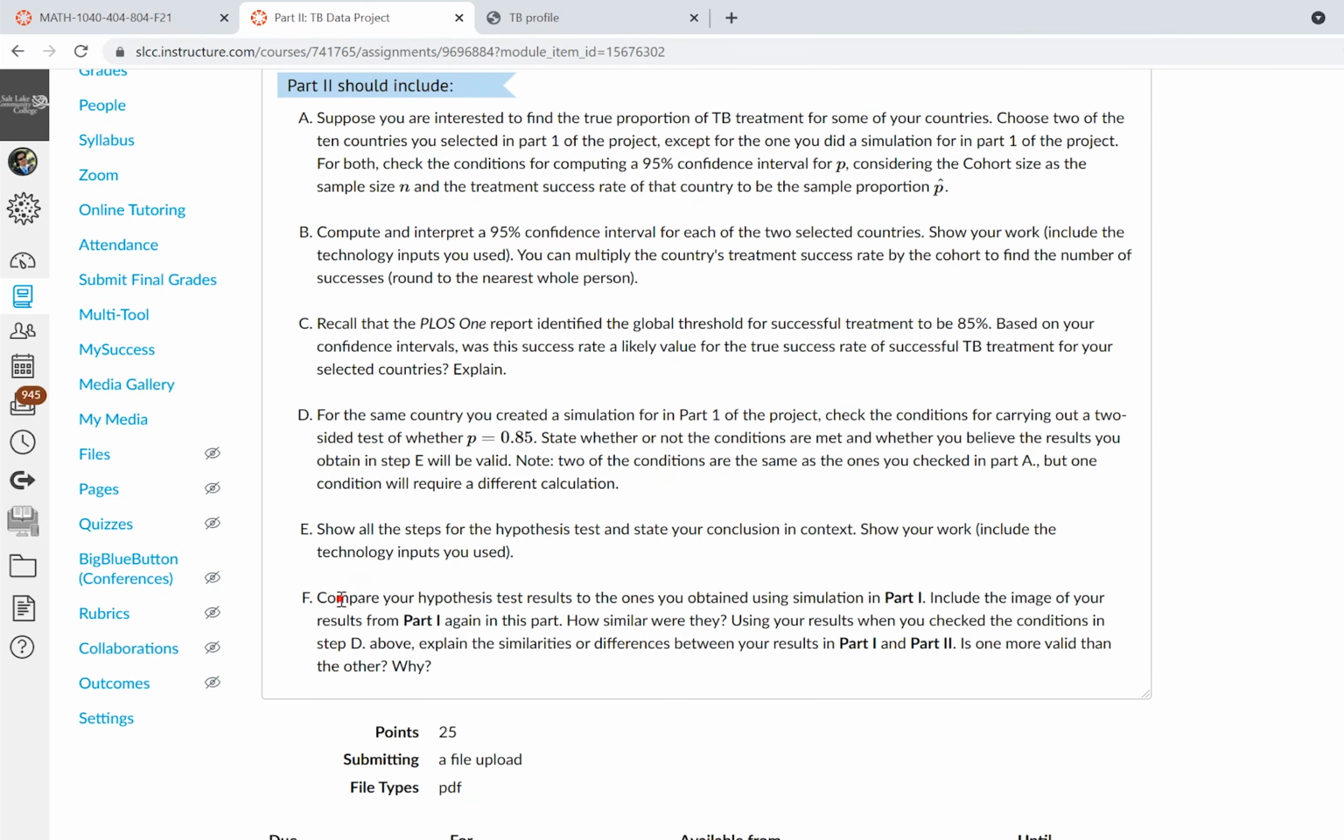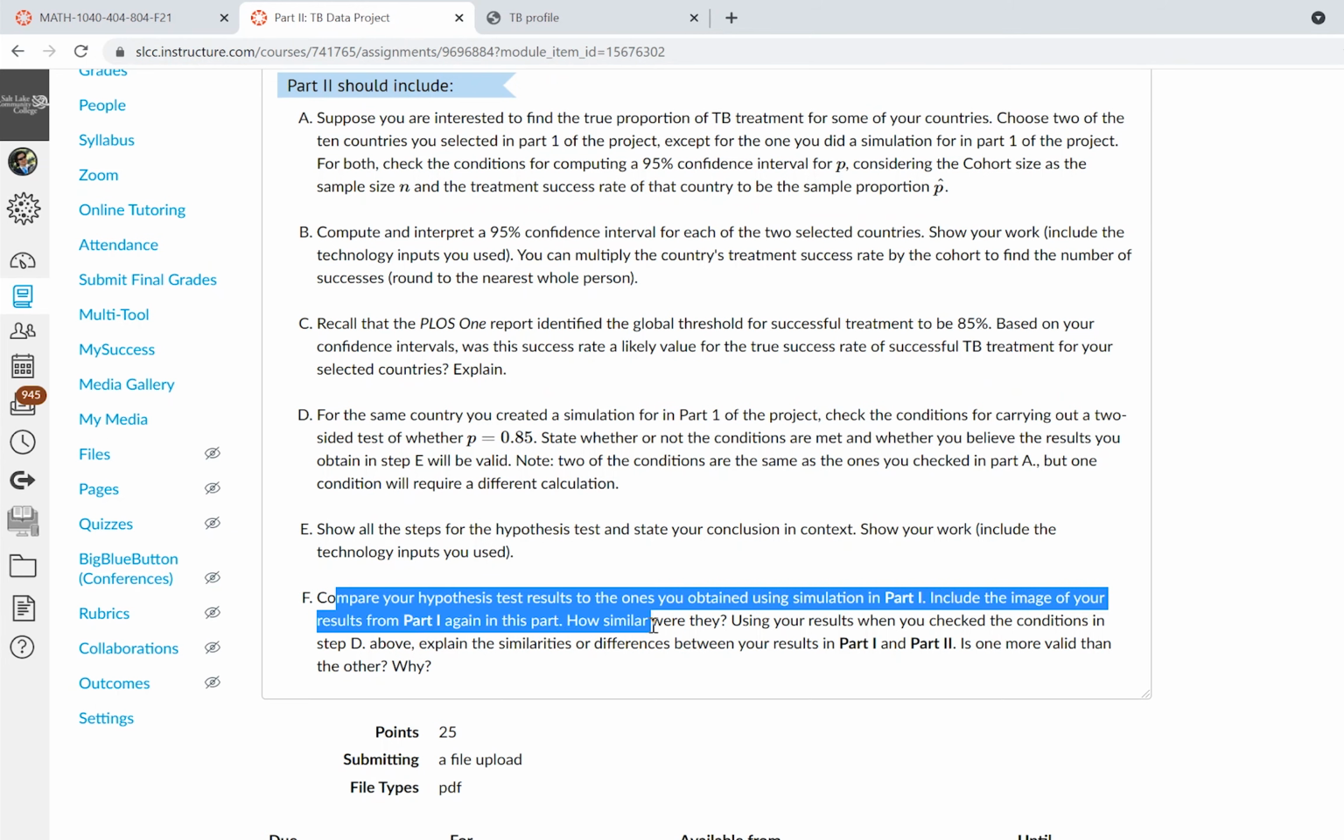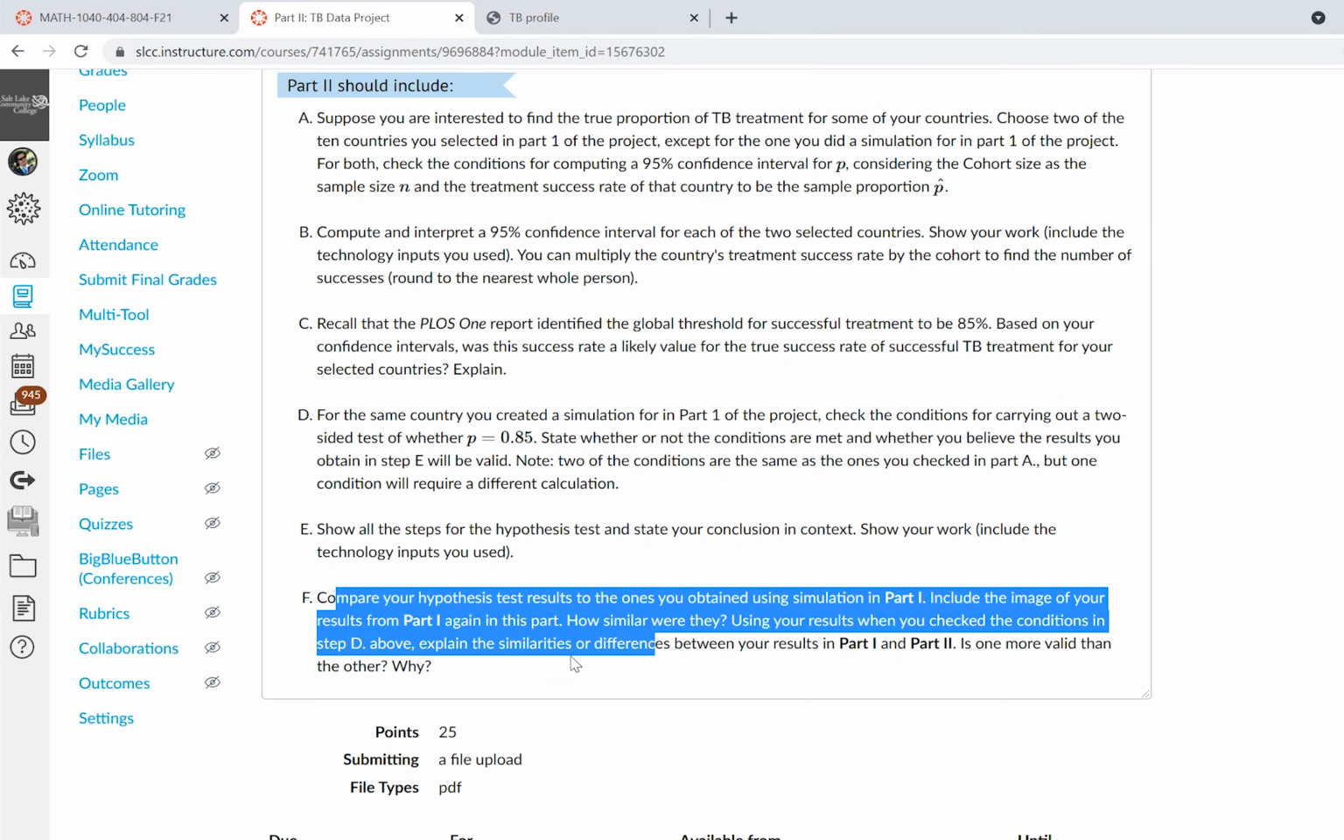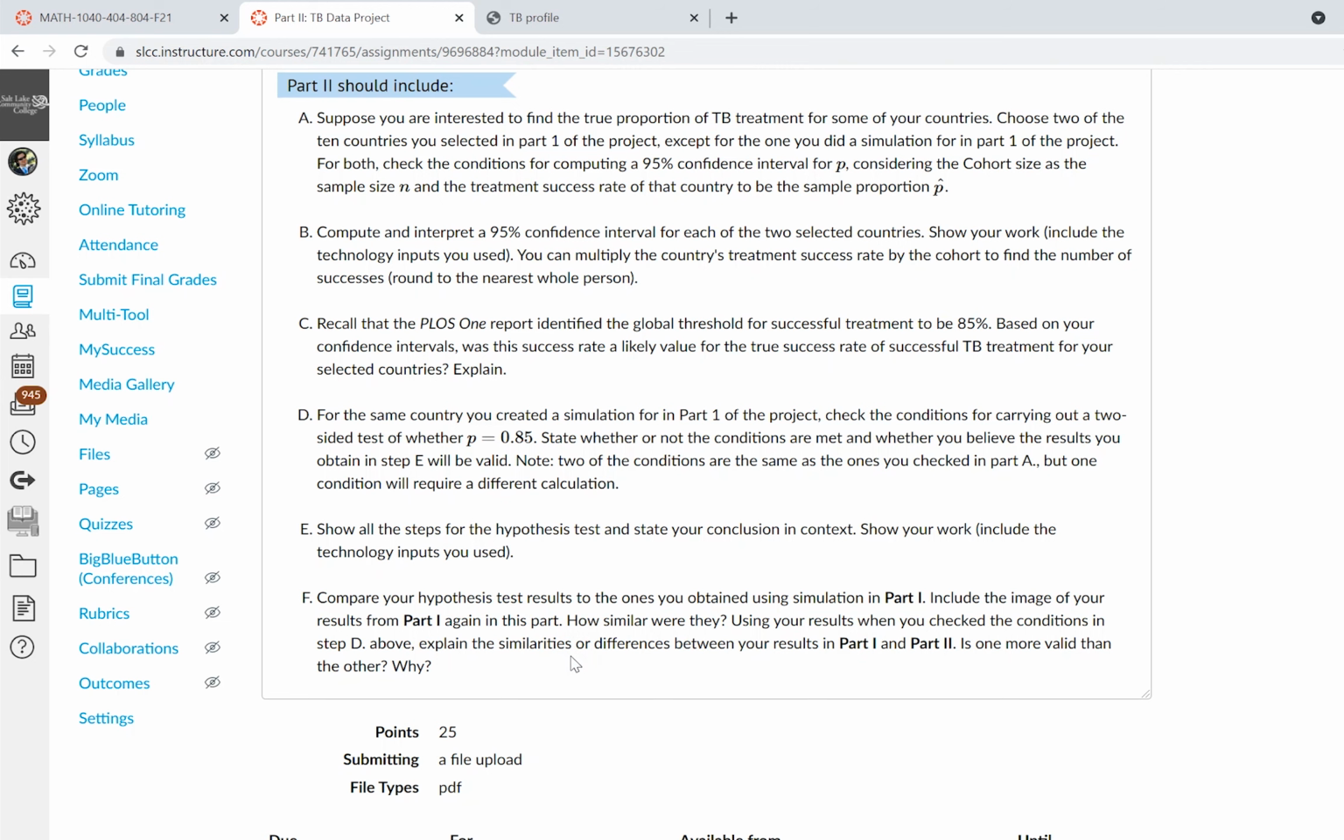You should then, for part F, compare your results that you get for your full hypothesis test to the parts and results you got from part 1 of the project, where you did a null distribution simulation. Compare those, see if you get similar results, if you get a similar conclusion, talk about how similar they are or how different they are.